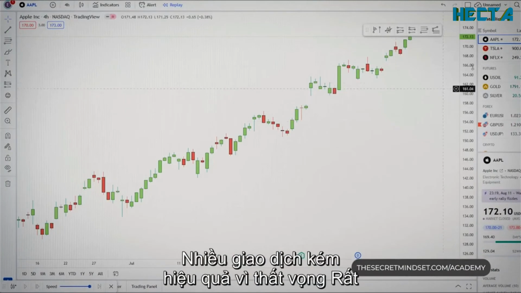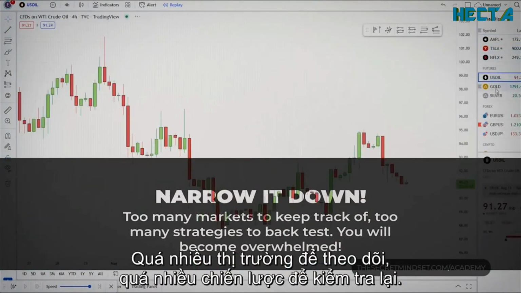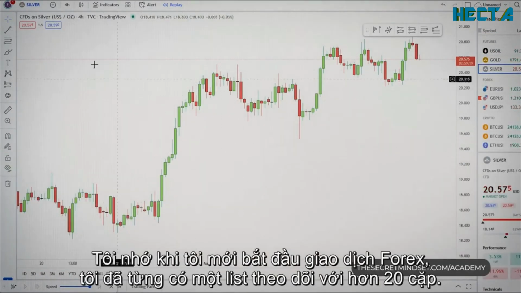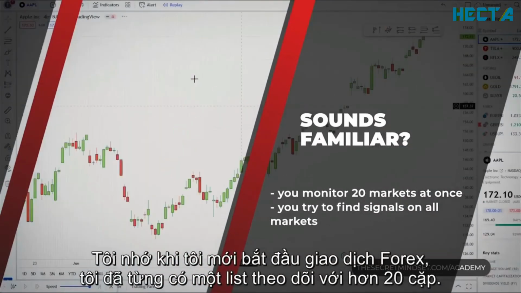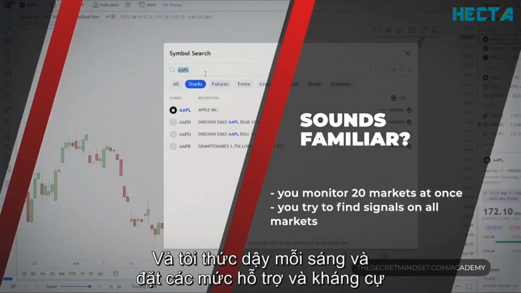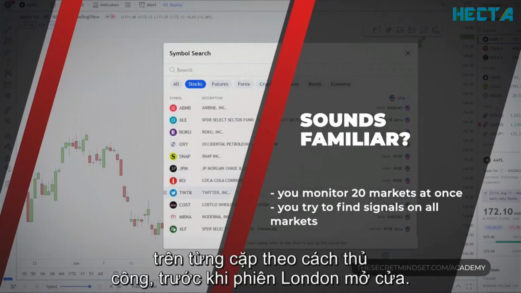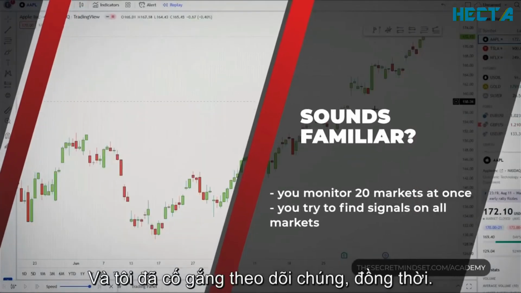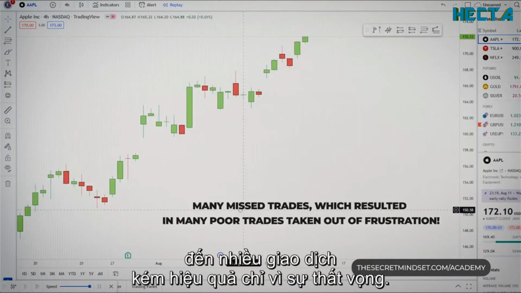It's easy to be overwhelmed if you load yourself up. Too many markets to keep track of, too many strategies to backtest. You need to narrow it down. I remember when I first started trading Forex, I used to have a template with over 20 currencies, and I woke up every morning and manually placed the support and resistance levels on each pair before the London Open, and I tried to monitor them simultaneously. And you know the outcome. Many missed trades, which resulted in many poor trades taken out of frustration.